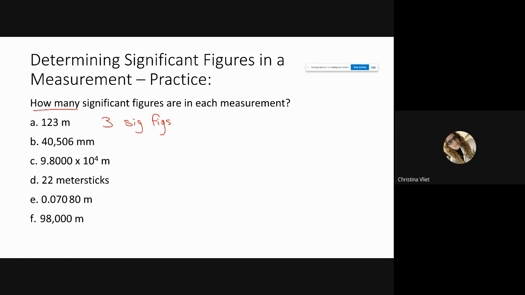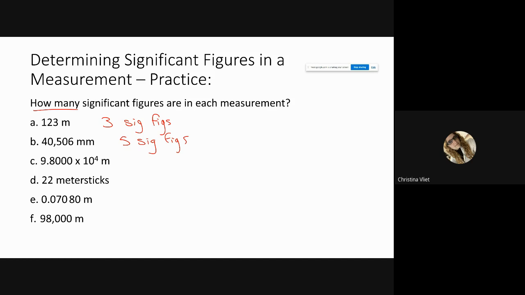All right. That one I hope was straightforward. B, we've got our first scenario with 0. Do the zeros here matter? Yes. So how many total significant figures are here? 5. Okay, so that one is also not too crazy.